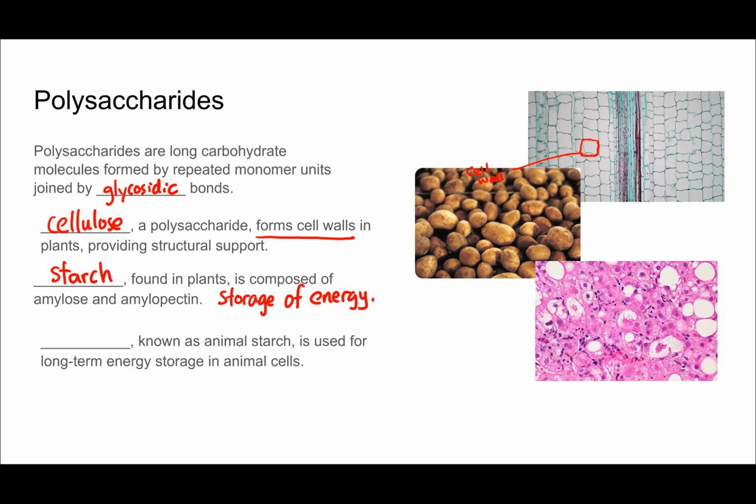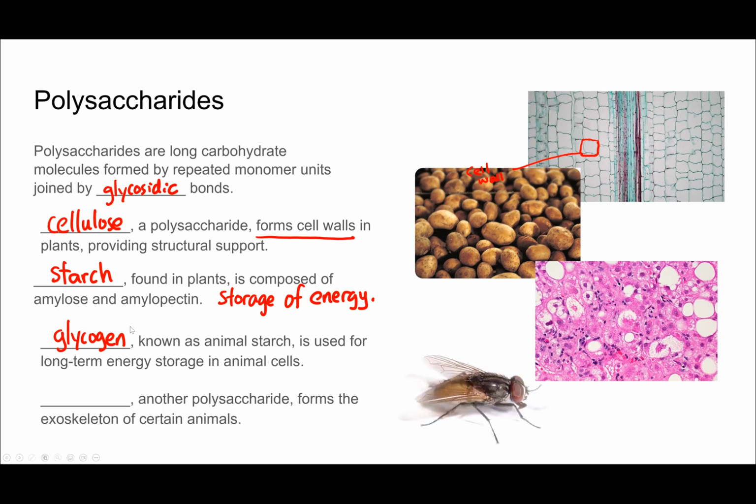Next, we have a polysaccharide also known as animal starch. This is basically a storage of energy found in animal cells, and it is called glycogen. Another type of polysaccharide can be found in the exoskeletons of certain animals like insects or invertebrates. This particular polysaccharide is called chitin.